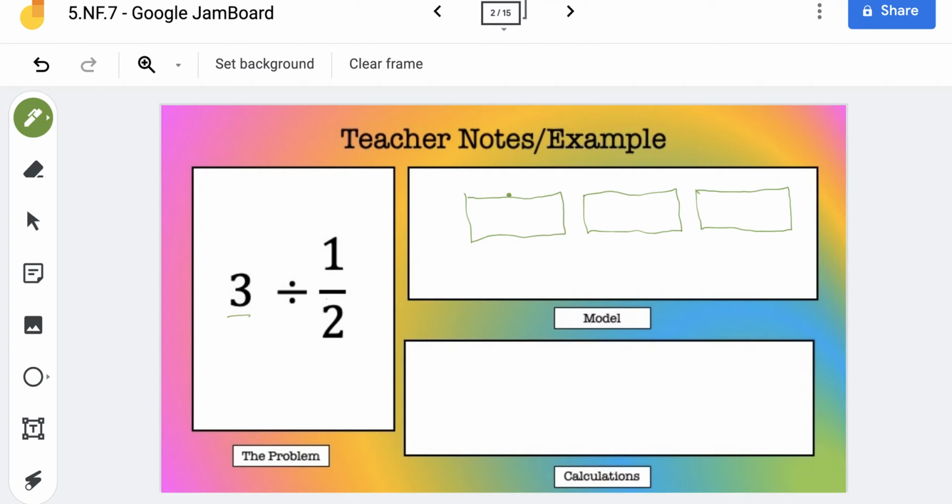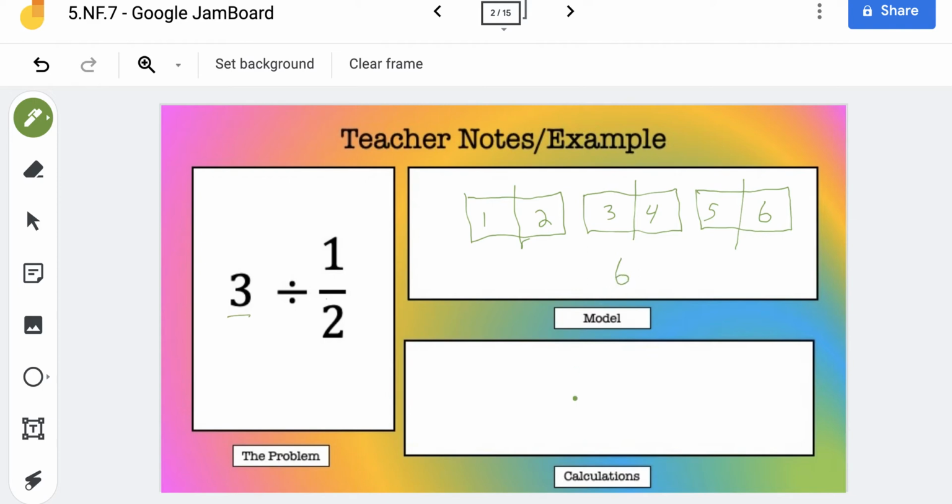Okay, so let's cut these into halves. So let's cut this into half, this into a half, and this into a half. Okay, so now if you notice, we now have 1, 2, 3, 4, 5, 6 halves. So that's going to be our answer. It's going to be 6.